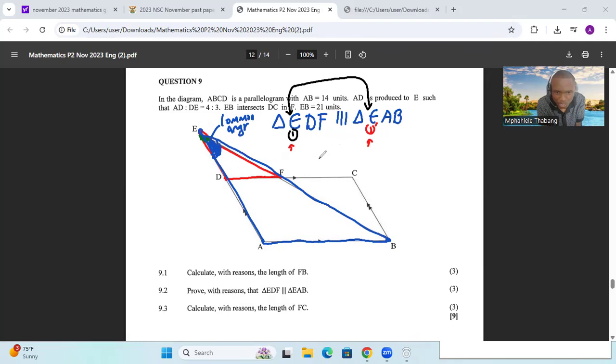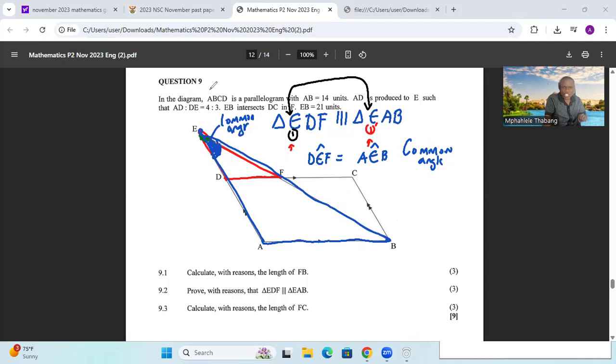So I'm going to say angle E, let me just put D here and F here to show what I'm talking about. E from the triangle EDF is equal to E in the triangle EAB, and we say that this is the common angle. These two angles are equal because it's a common angle.